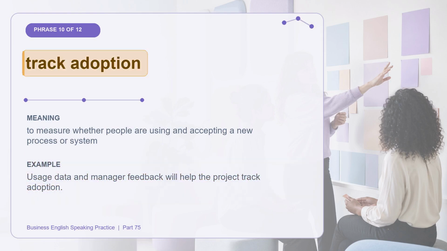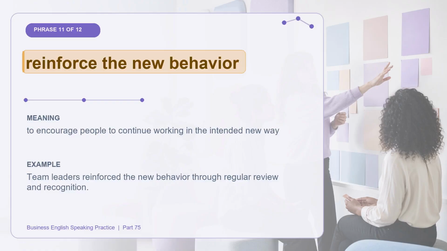Adoption measures may include usage, proficiency, compliance, and sentiment. Tracking reveals where more support is required. Use this phrase after rollout. Now repeat. Track adoption.